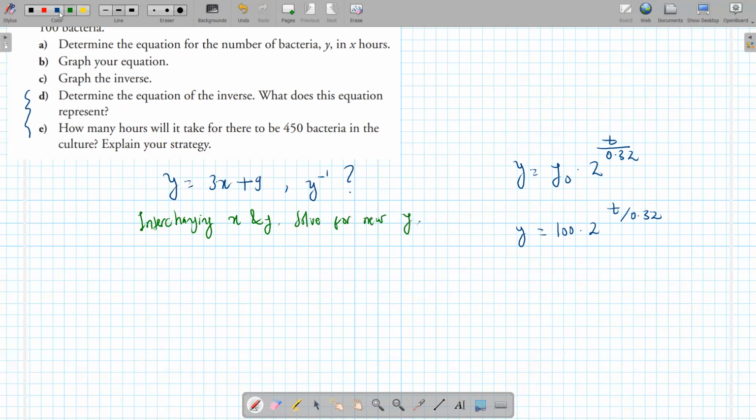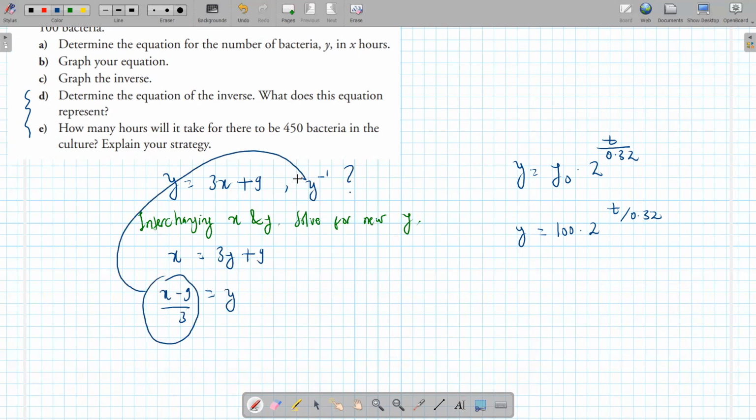What does this even mean? So x becomes y and y becomes x. Look at this. So y will become x and x will become y. And then now we have to solve for this new y. How do we go about solving for y here? You subtract 9. Yeah, you subtract 9 and you divide by 3, right? And you see this? This is your y inverse. That's the idea. We're going to do the same thing with this equation.